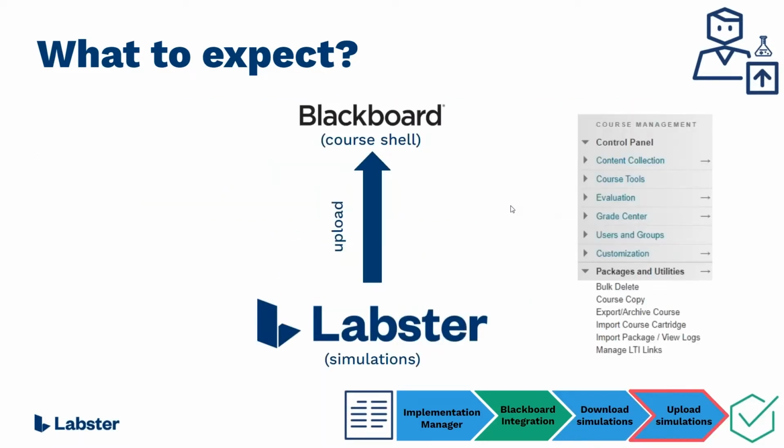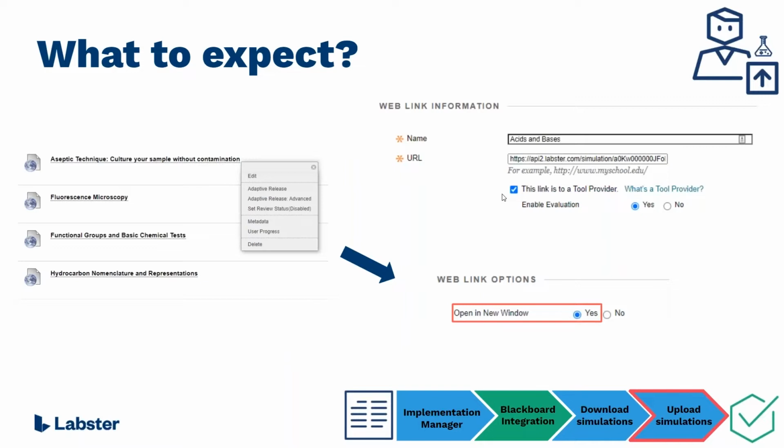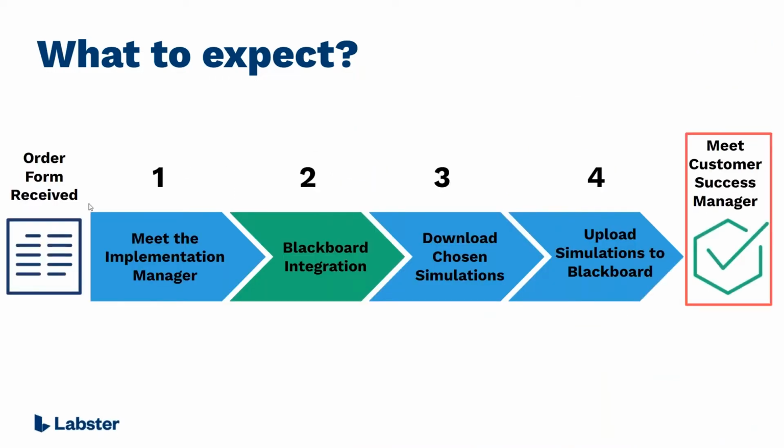So after you know which simulations you want to download, you will take the downloaded zip file and upload it into your Blackboard course shell. It's a series of steps. I will also be going over it in the demo later. And then here, you will need to update some of the settings of each of the simulations in order to enable grades to sync to your Blackboard. This will also be shown in the demo. Okay, and after the process is completed, like I said earlier, you will be working with your main point of contact throughout the school year, as they're here to help you.